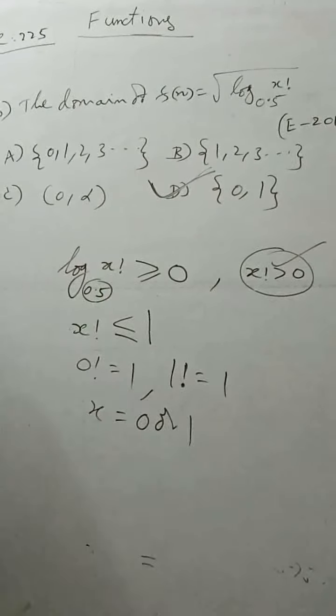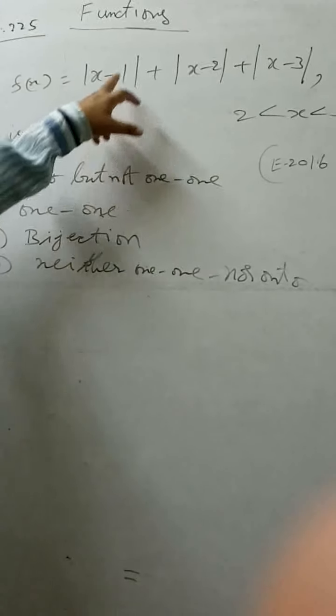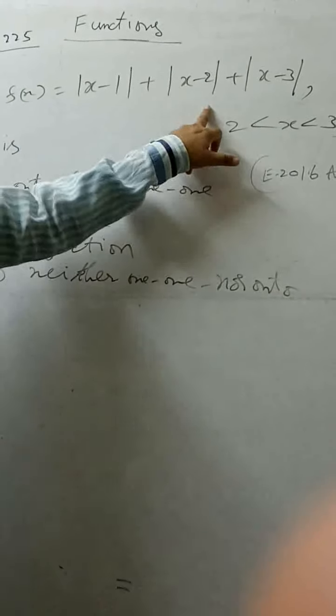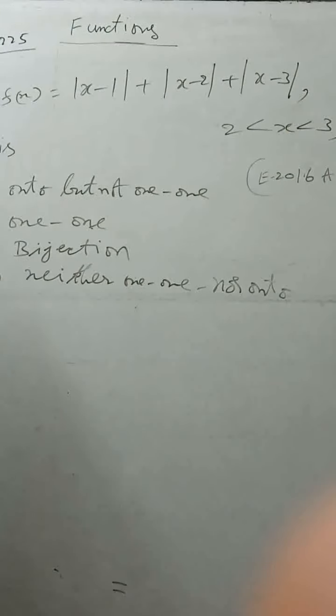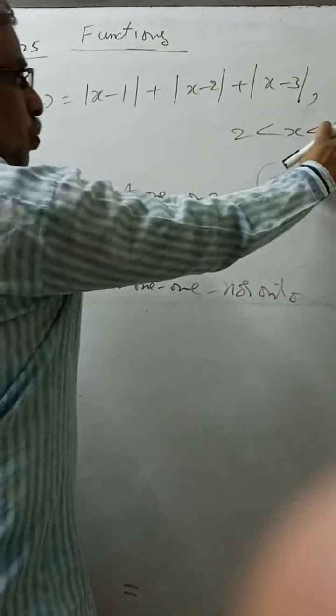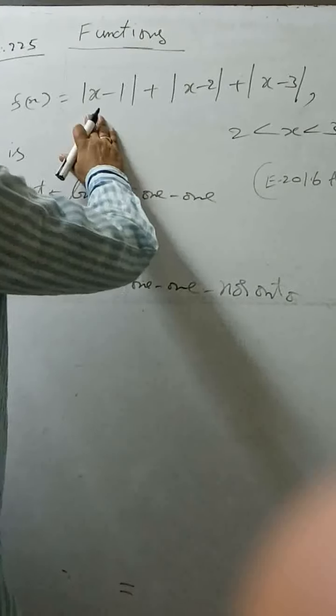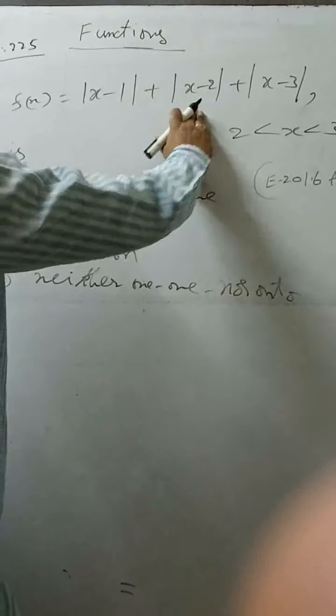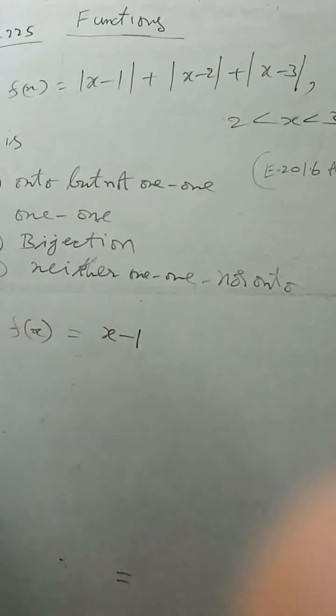Our option is D. Next, f of x equal to modulus of x minus 1 plus modulus of x minus 2 plus modulus of x minus 3. x lies between 2 and 3 is dash. It is onto but not 1-1, 1-1 bijection, neither 1-1 nor onto; which is the correct option? Now he is saying that x lies between 2 and 3. So between 2 and 3, what happens to mod x minus 1, mod x minus 2, mod x minus 3? What is mod x minus 1? x is lying between 2 and 3 means x minus 1 is more than 0. So mod of x minus 1 is x minus 1 itself.